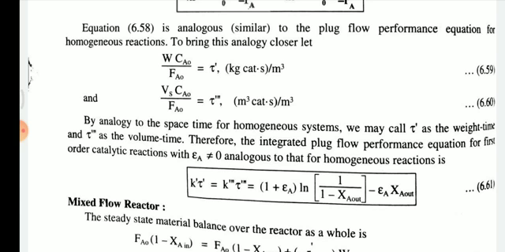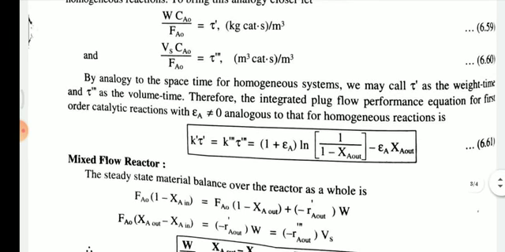So therefore the integrated plug flow performance equation for the first order catalytic reaction, summation of Ea not equal to 0, from the analogy to the homogeneous reaction, is k dash tau dash equal to k double dash tau double dash equal to 1 plus Ea into logarithm of 1 upon 1 minus Xa out, minus Ea Xa out. Okay, so homogeneous reaction.